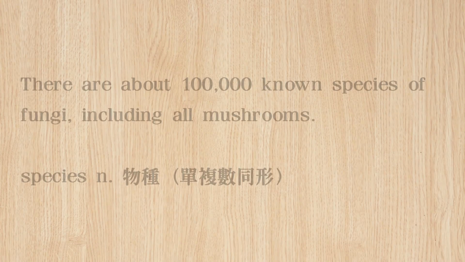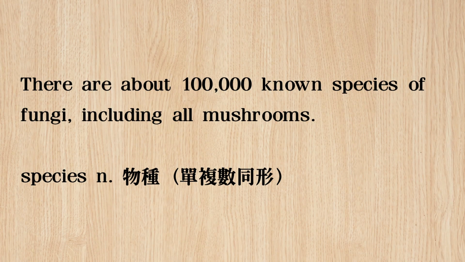Okay, let's get busy with the first sentence of the first paragraph. There are about 100,000 known species of fungi, including all mushrooms. We're talking about a kind of plant. Usually when we talk about plants, we think of flowers and vegetables and trees. Certainly those are plants, but there are other kinds of plants that are quite different from those.